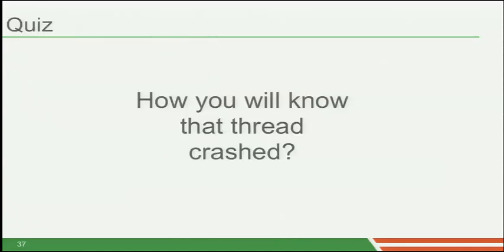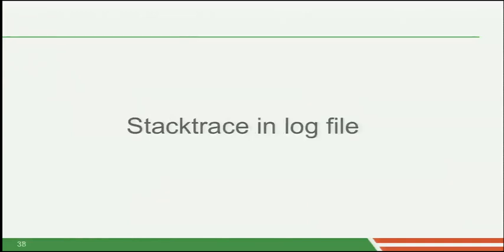So I have a small quiz for you, so we just get energetic here. Who can tell me how you will know that a thread crashed? Let's say you have a multi-threaded application and one of your threads crashed in production. How can you tell? Which thread? What part of your system died when a thread died? Well, the typical result is you're going to see a stack trace in a log file. That's basically how you know a thread crashed.